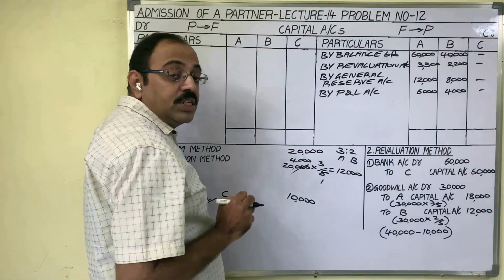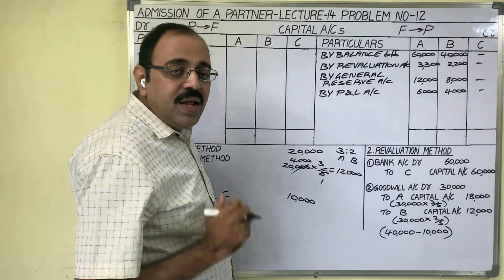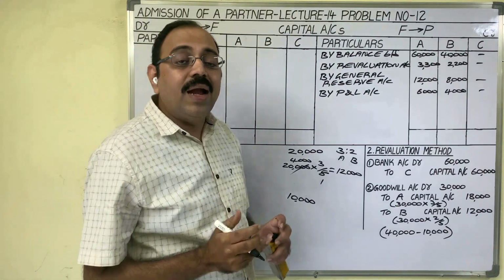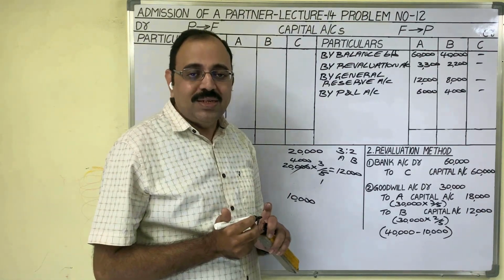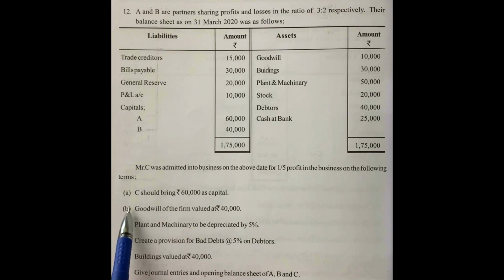Now, all adjustments we have taken. Finally, come to goodwill and capital related points. A, B. These 2 points are related with capital and goodwill adjustment. A bit: C should bring 60,000 rupees as capital. B bit: goodwill of the firm valued at 40,000 rupees.